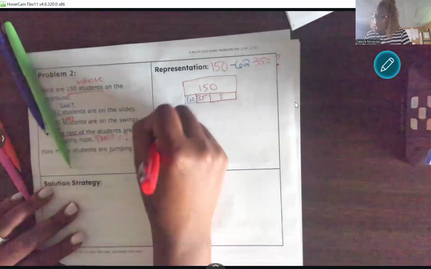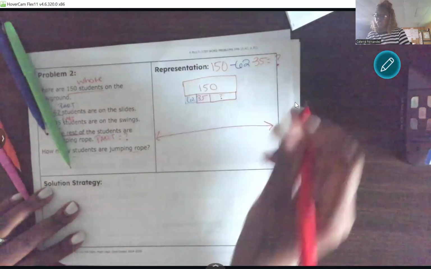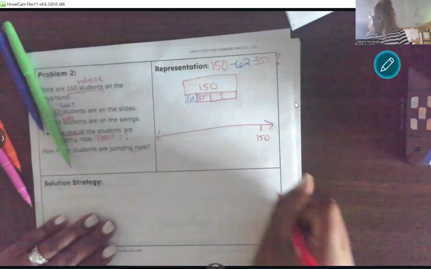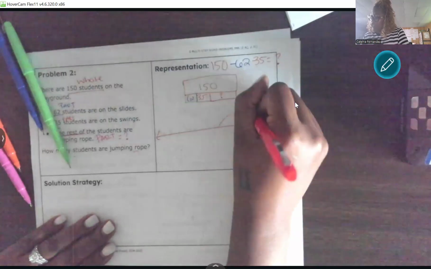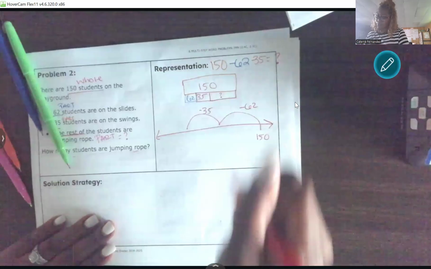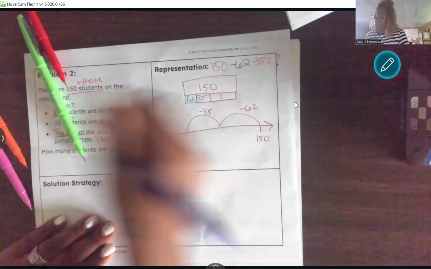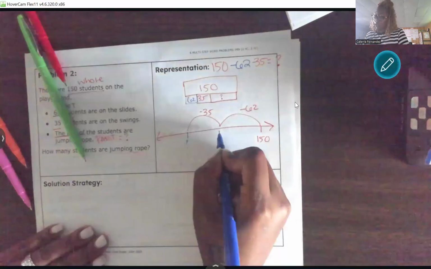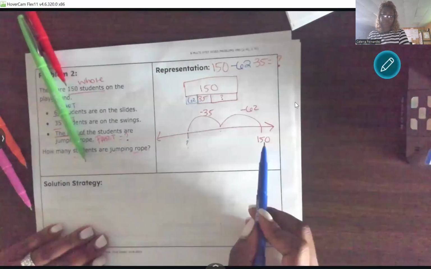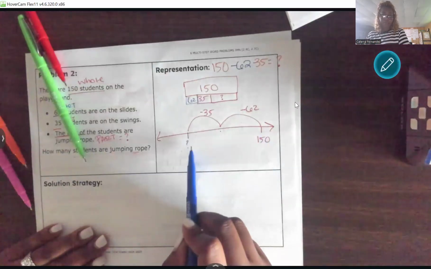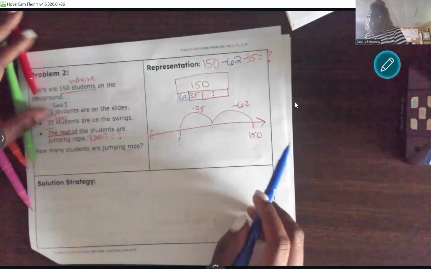Now after that, they can go ahead and represent it on the number line. Since we're subtracting, we'll start with 150 at the back. We know we're going to have to hop 62. We know we're going to have to hop 35. And we know after that, we're going to get our answer. We know right here we're going to end up getting an answer as well, which you'll see when we solve it. But after the final hop, it will be the answer.